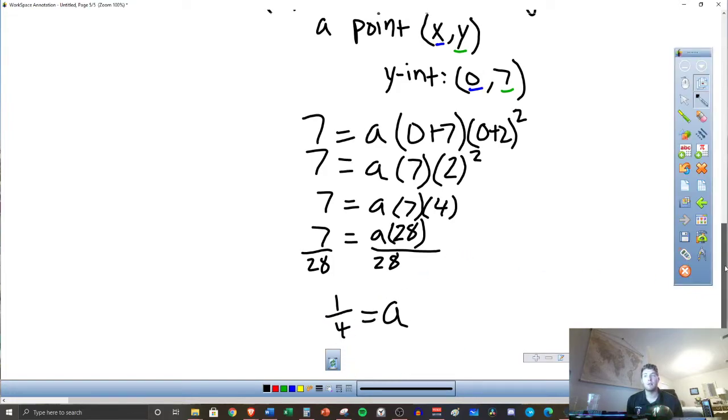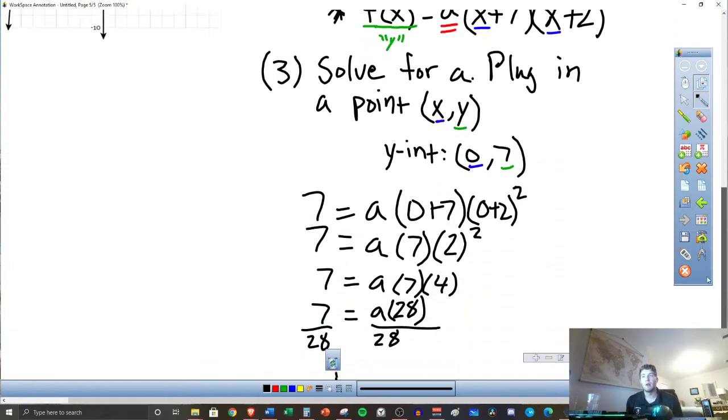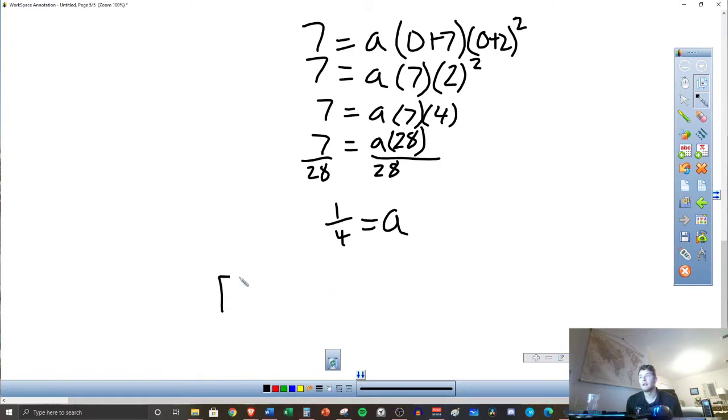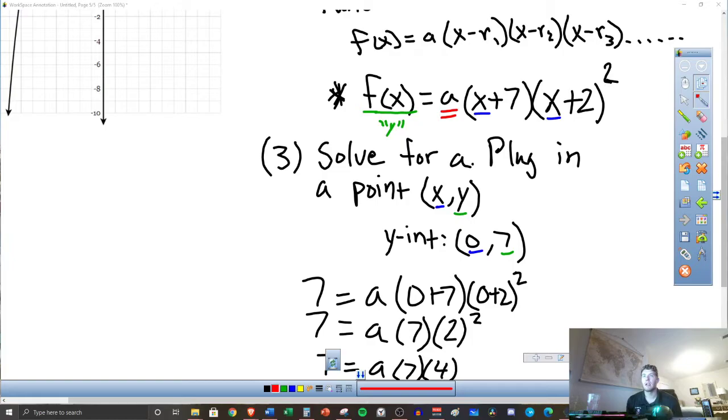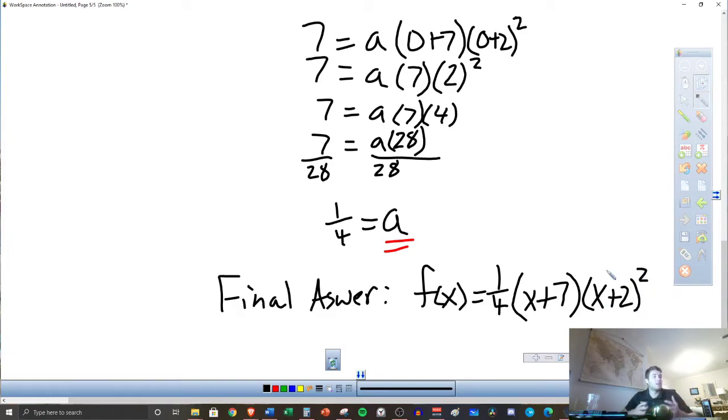Why does it make sense for it to be 1/4 and positive? Well, it's going up, okay? So our final answer will be f of x equals, the A value starts first, so that's going in for A. So 1/4. Now we just put the rest of our function, x plus 7 and x plus 2 squared. And that's the process we're going to take to create these functions from a graph.